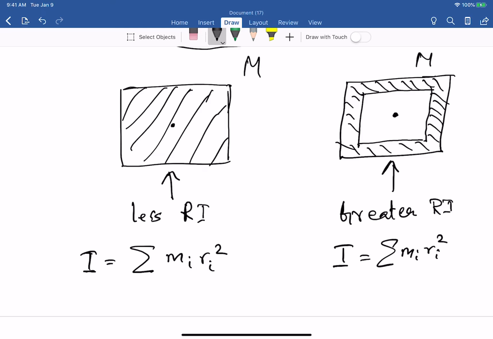Now, all the mass elements that you make will be far away from the axis of rotation because a large part of this frame is hollow. So all the mass is distributed far away from the axis of rotation. So the ri's will be large. Whereas over here, some ri's will be large and some will be small. So the overall sum is larger in this case.